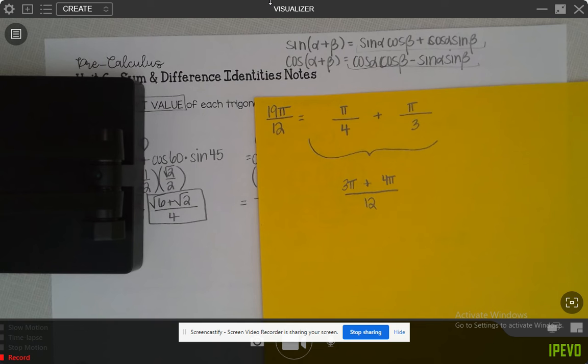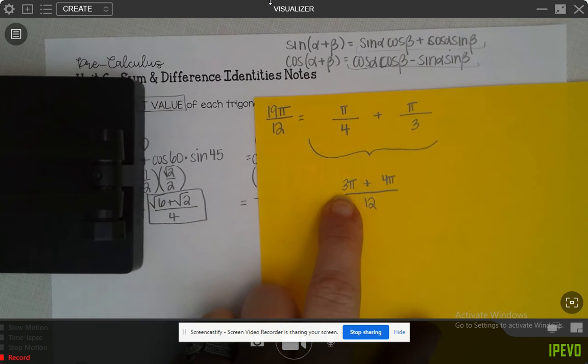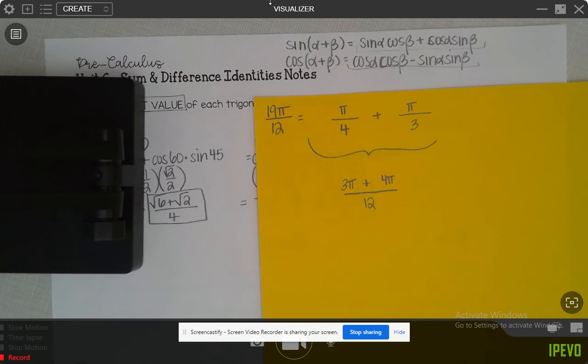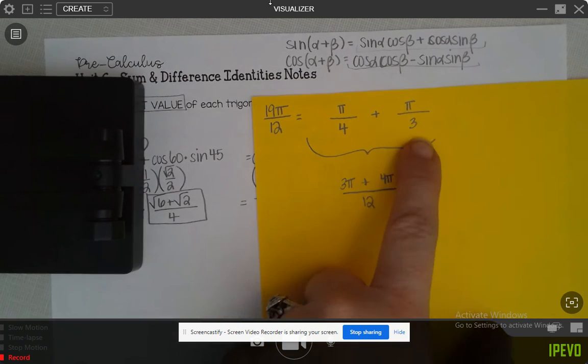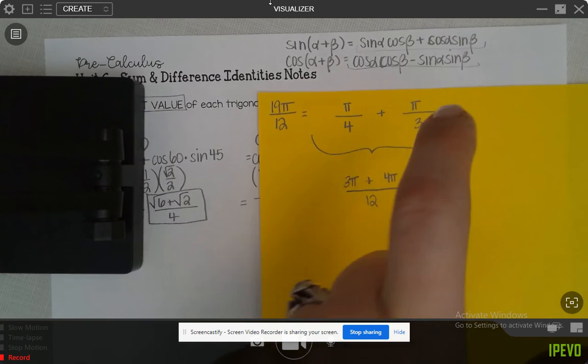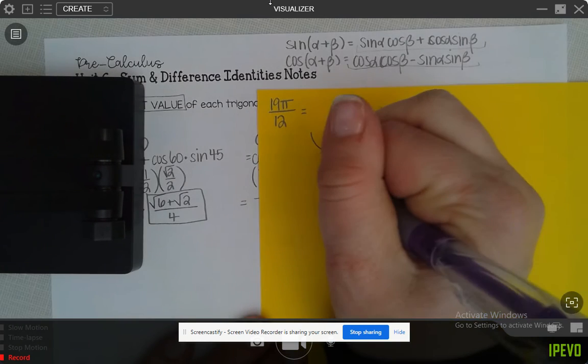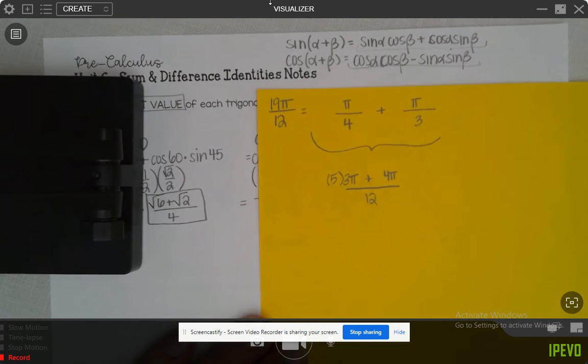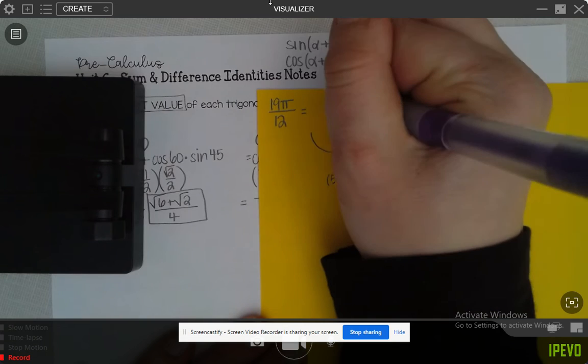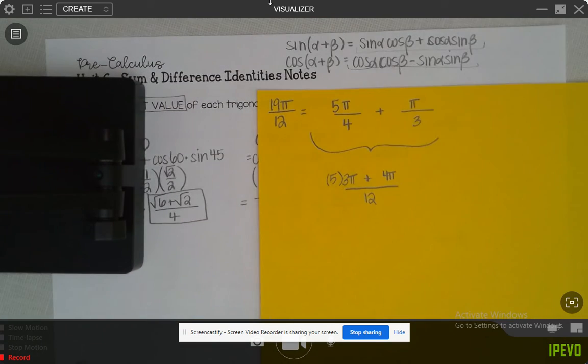Okay? So, would you guys like me to use the 3 pi or would you like me to use the 4 pi? It doesn't matter. Let's use the 4 pi. So if we keep the 4 pi here, this pi over 3 is going to stay the same. Yes? But what do I have to do to this 3 pi? You'd have to multiply it by 5. So this actually becomes 5 pi over 4.